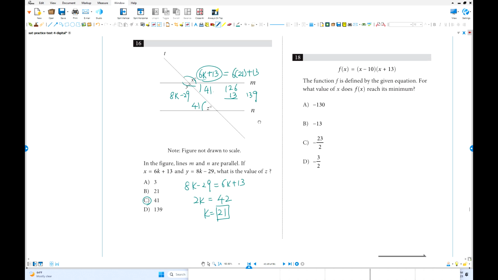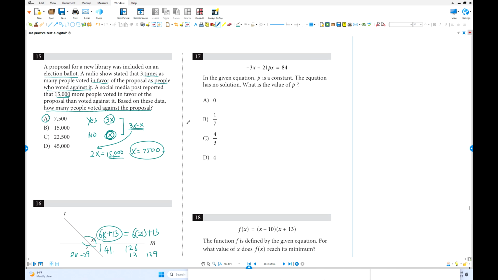Here is number 17. Negative 3x plus 21px equals 84. The equation has no solutions. No solution is what? If the answer is undefined, there is no solution, okay? We combine x as a common factor. x, I'm going to write that this is positive, okay? 21p minus 3, that is equal to 84, isn't it? So x equals what? 84 over 21p minus 3. No solution means undefined. How can you make it undefined? Denominator 0. That is undefined. 21p equals 3. Okay, p equals what? 3 over 21, which is 1 over 7. Okay? 1 over 7.